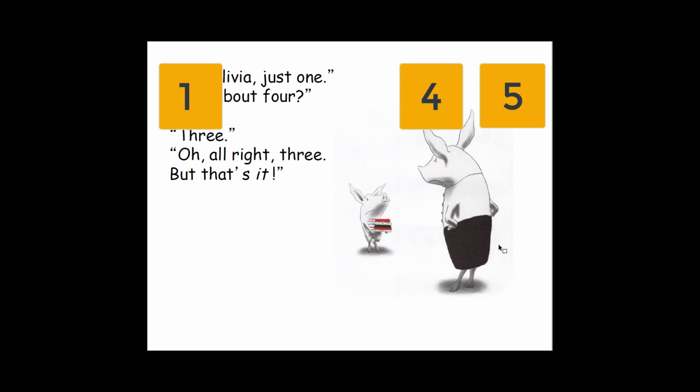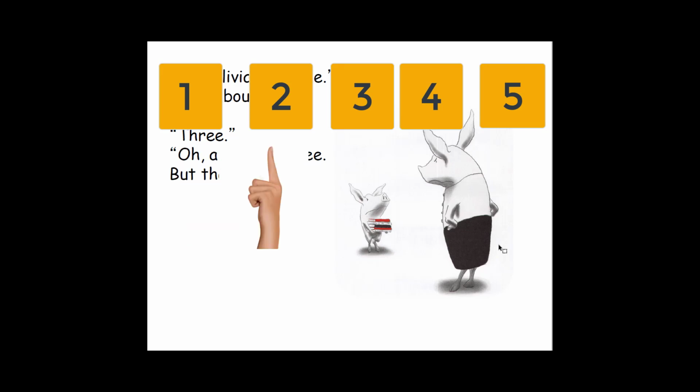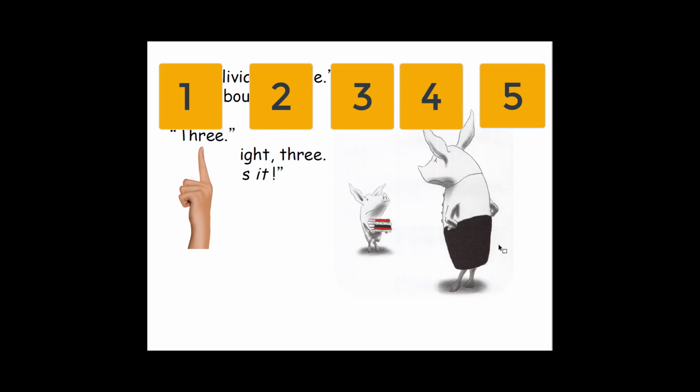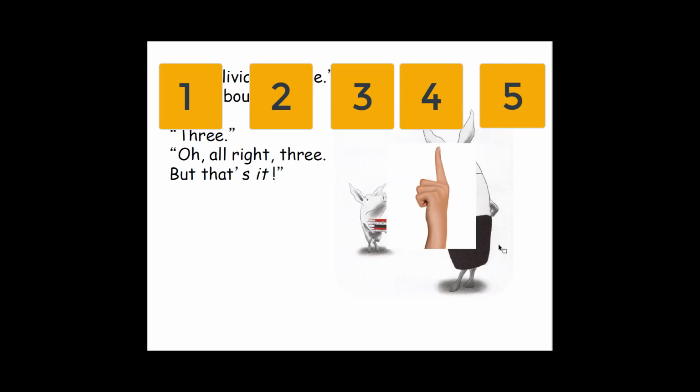2, let's see, is 2 on the board? Nope, not 2 on the board, so let's write the number 2, nice and neat right here. 3, is 3 on the board? No, it's not on the board. I'm going to go ahead and write the number 3 here. So let's look at the ones we have. We have 1, 2, 3, 4, 5. Let's count them all together. 1, 2, 3, 4, 5. Very good.